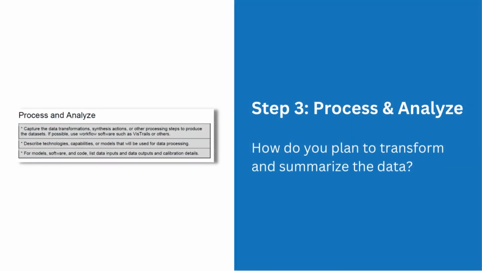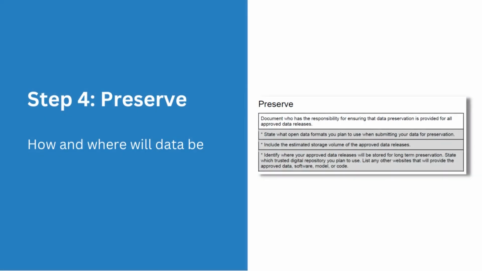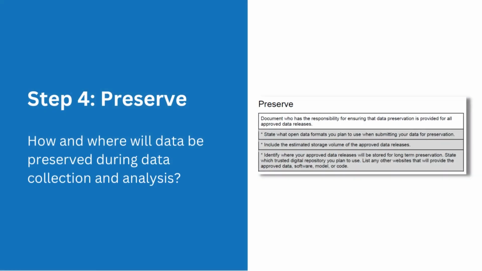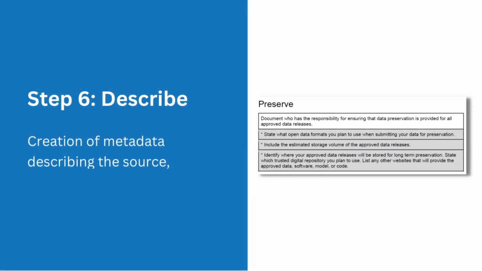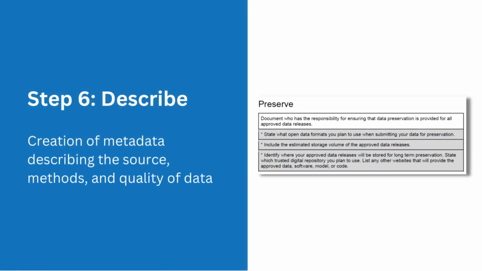Step 3. Process and analyze. How do you plan to transform and summarize the data? Step 4. Preserve. How and where will data be preserved during data collection and analysis? Step 5. Publish and share. How will data be made available to potential users, including data formats and online sources? Step 6. Describe. Creation of metadata describing the source, methods, and quality of data.